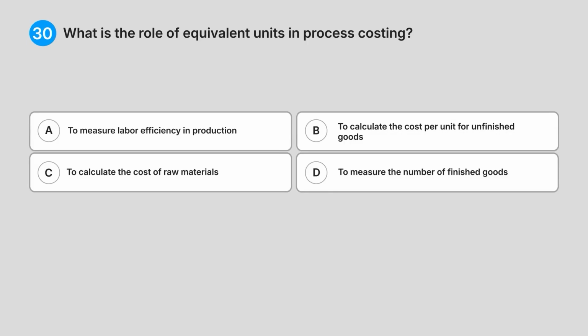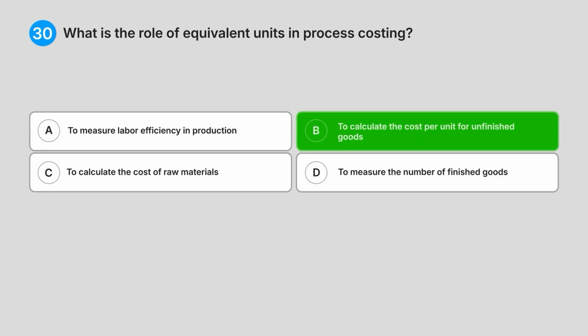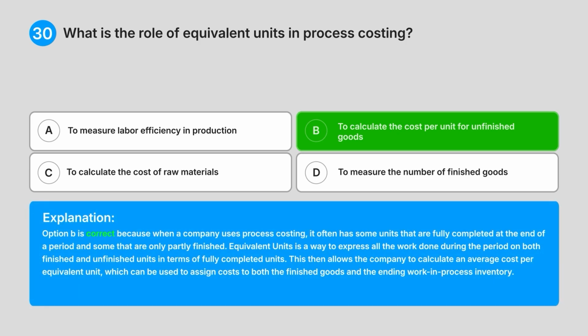Correct answer, B. To calculate the cost per unit for unfinished goods. Explanation. Option B is correct because when a company uses process costing, it often has some units that are fully completed at the end of a period and some that are only partly finished. Equivalent units is a way to express all the work done during the period on both finished and unfinished units in terms of fully completed units.